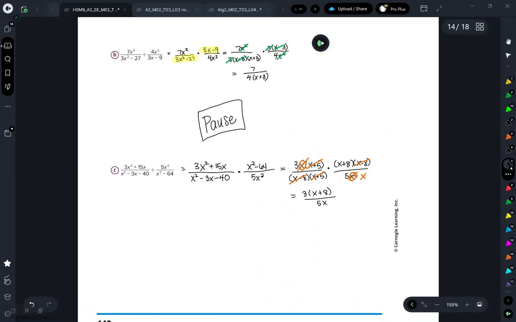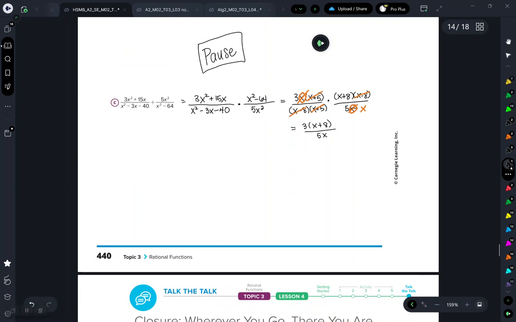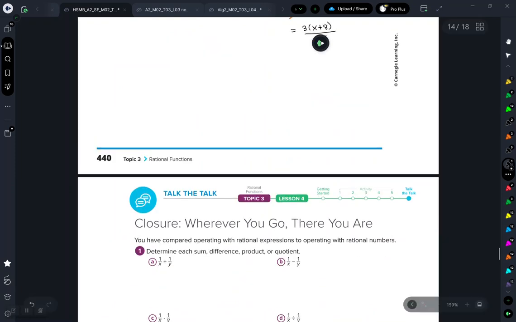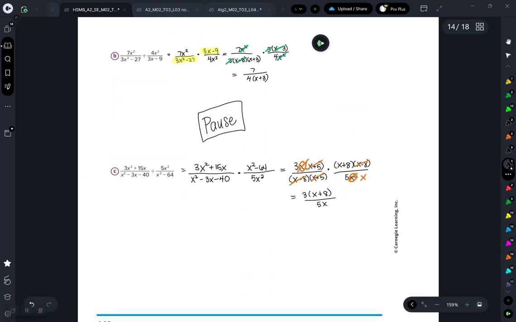Okay. So this is multiplication and division. I think I'm going to have to do a part 2 where we'll do the addition and subtraction. So stay tuned for part 2.